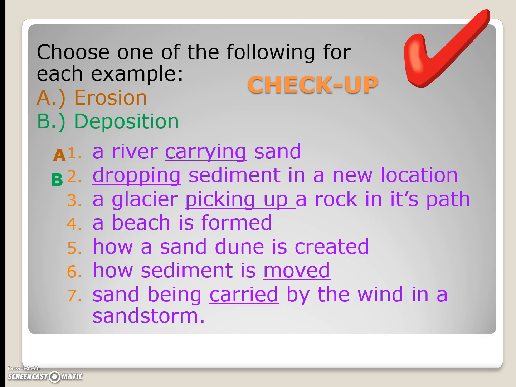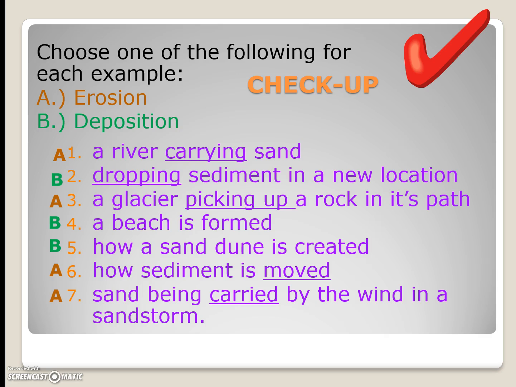A glacier picking up a rock in its path would be A. A beach is formed. That would be B, deposition. How a sand dune is created, that would be B, deposition. How sediment is moved from one place to another, that would be A, erosion. And sand being carried by the wind in a sandstorm, that would still be A, erosion.